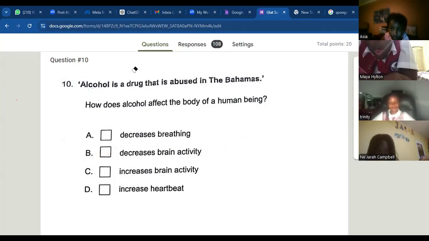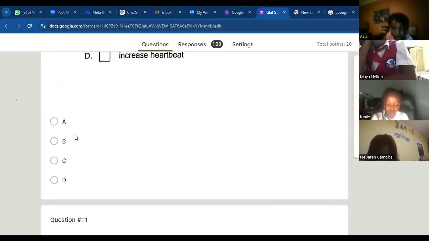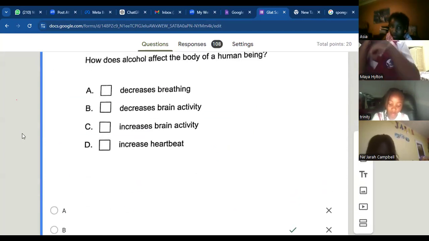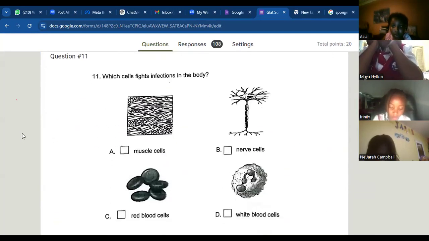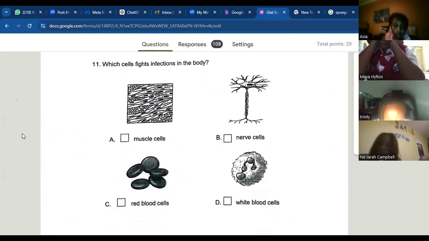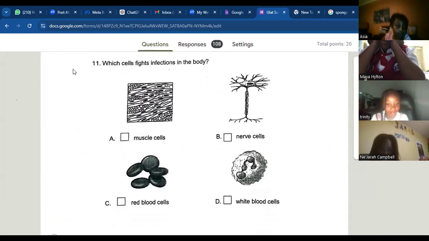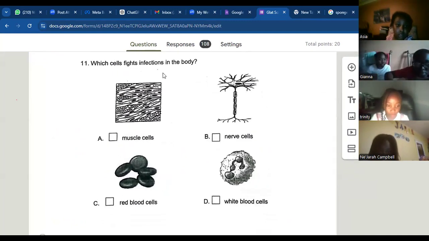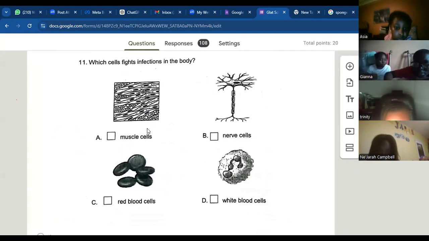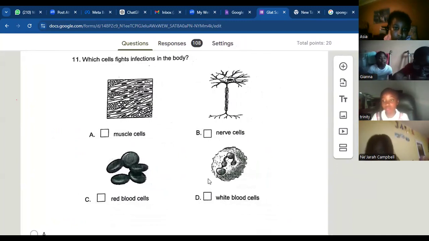Okay, so let's move on to number 11. Gianna, read number 11 for me. Which cells fight infections in the body? A. Muscle cells. B. Nerve cells. C. Red blood cells. D. White blood cells. Thank you. Put your answer inside the chat for me, please.